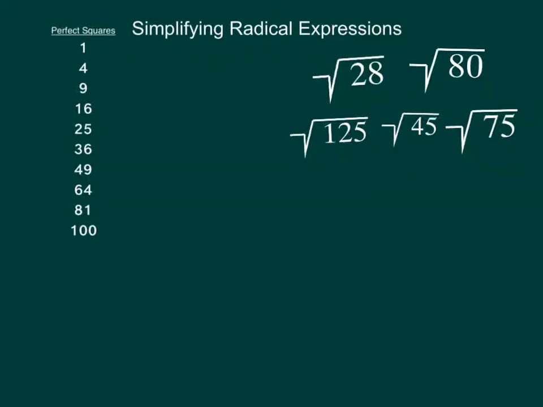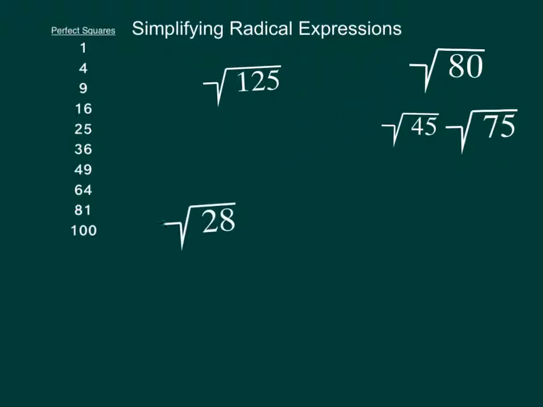In this tutorial, I will show how to simplify radical expressions using the product rule. This requires a good understanding of perfect squares. Perfect square numbers, while there is an infinite amount of them, typically you only use those below 100. And so, how do I use these perfect square numbers with simplifying radical expressions?